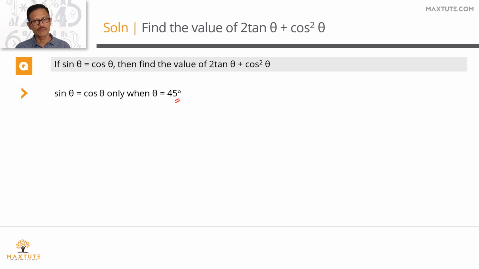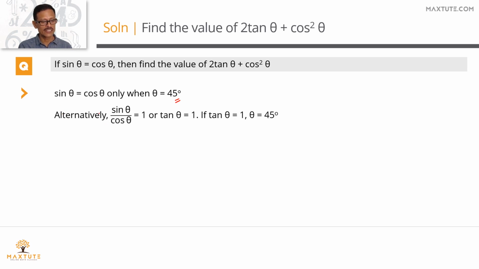This is one approach. An alternative approach to getting to this is divide both sides of this equation by cos theta. So you'll have sin theta by cos theta equals cos theta by cos theta. So sin theta by cos theta equals 1. Sin theta by cos theta is nothing but tan theta. So we have tan theta equals 1. For what value of theta will tan theta be equal to 1? When theta equals 45 degrees. So we found out theta equals 45 degrees, which is step 1 of getting to the answer.